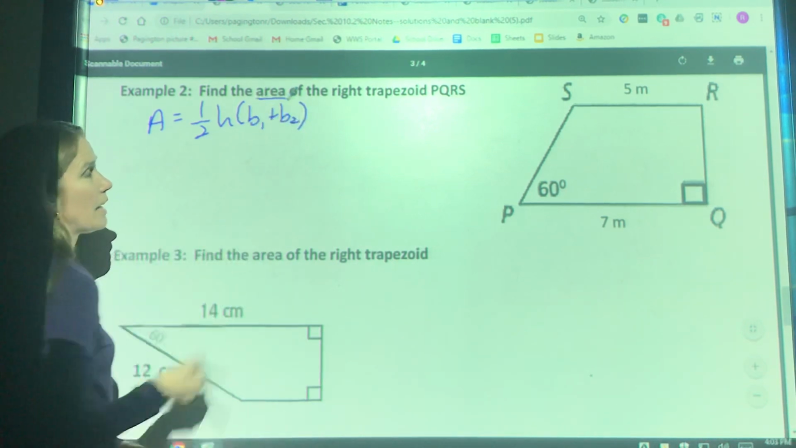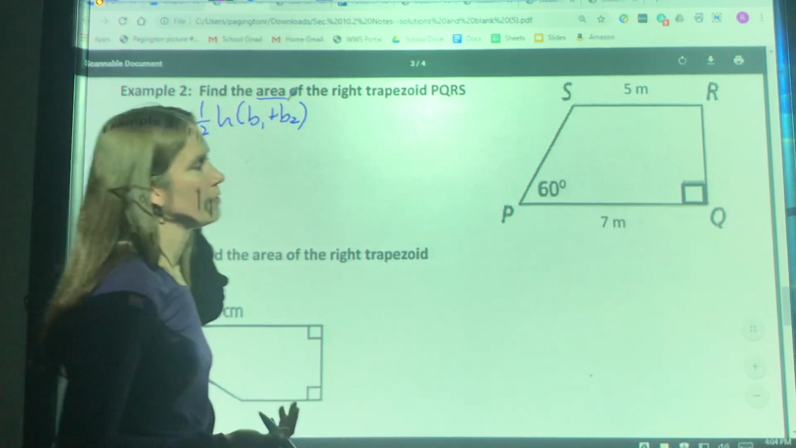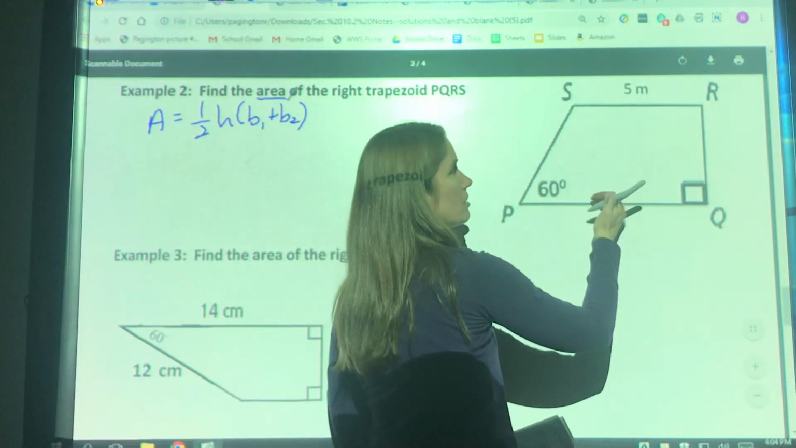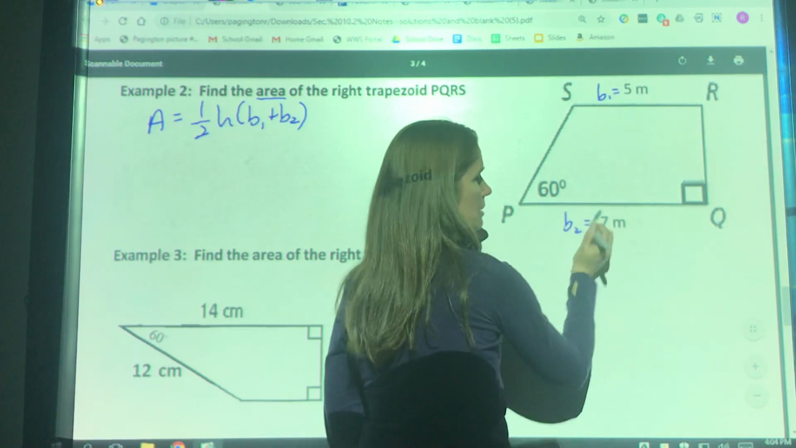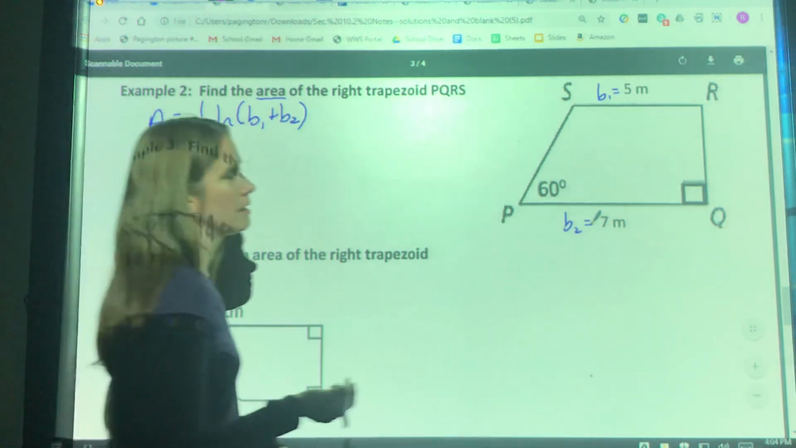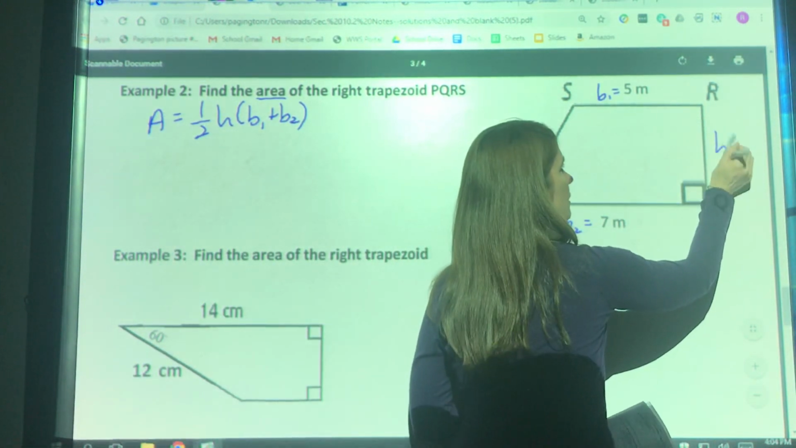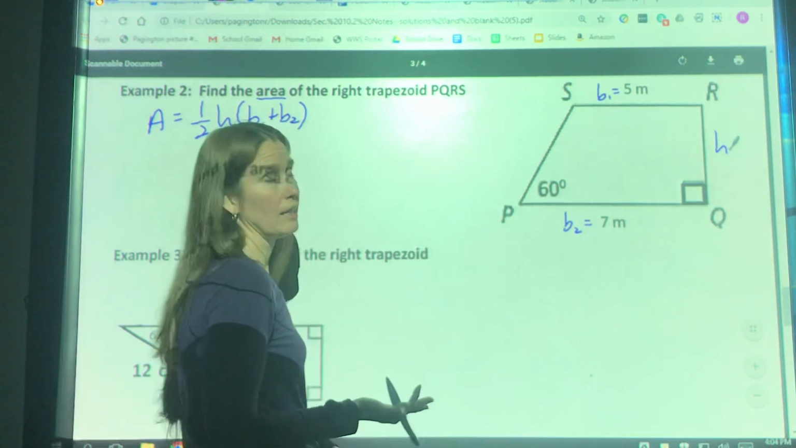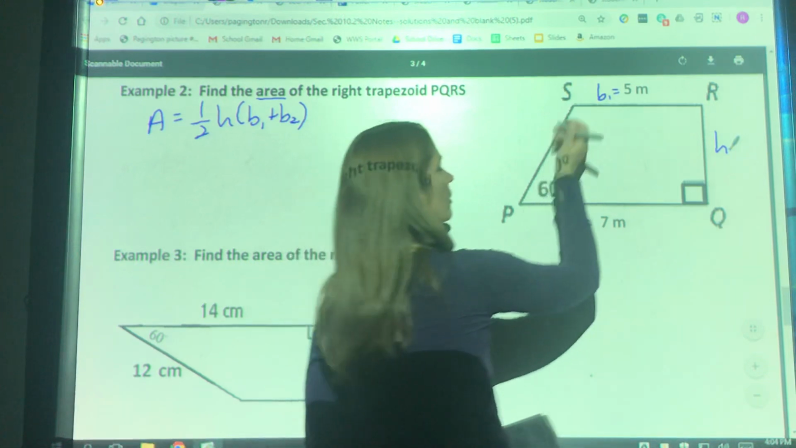Okay, they're asking me for the area, so I should have a number to plug into all of these. If I look at this, I can see here's my two parallel sides, so I'm going to call this base 1, I'm going to call this 7 base 2. And then I know my height has to form a right angle with the base. I can see a right angle here, so I know this is the height. Okay, but I don't know what that length is. I do have a clue here that this is 60.